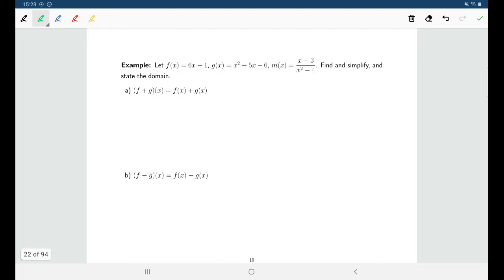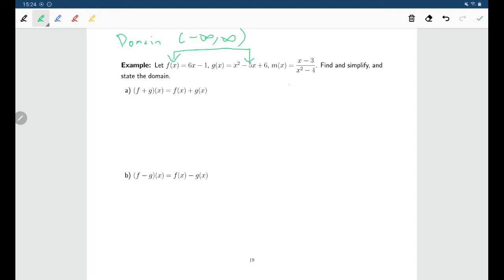So here we've got 3 functions. 2 of them are relatively nice. f of x and g of x are just nice little polynomials. And m of x, we've got x minus 3 over x squared minus 4. The first thing that we can see here, just to mention a couple of points before we go further, for both of these, f and g, there's no restrictions on the values for x. So the domain for f and the domain for g would be all real numbers, or in other words, everything from negative infinity to infinity.